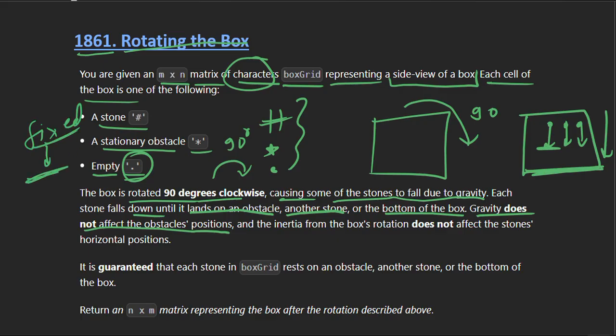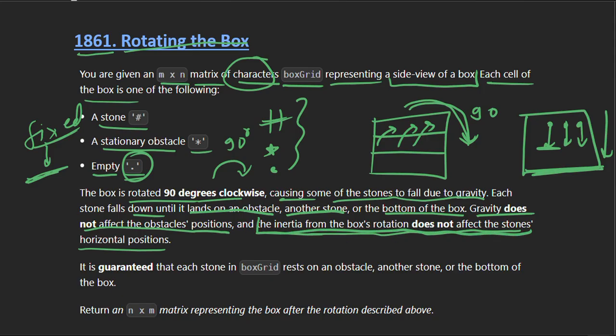So due to gravity it doesn't move, and the inertia from the box rotation does not affect the stone's horizontal position, right? So suppose if any stone is present in row 1 or row 2, when we rotate it 90-degree, then their row will not change. So a stone will fall in its own row only, it will not move to another row.